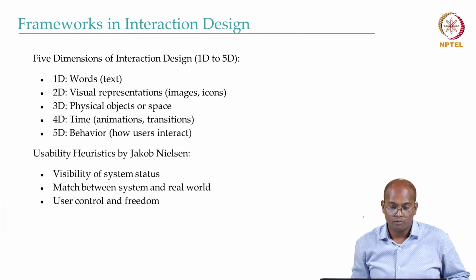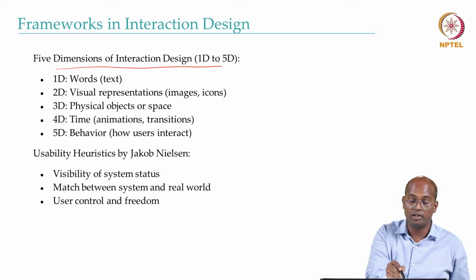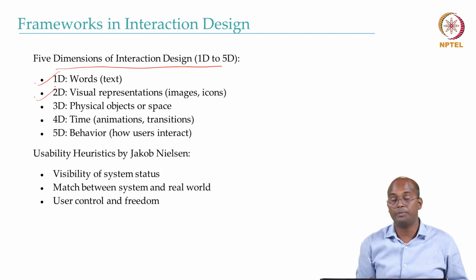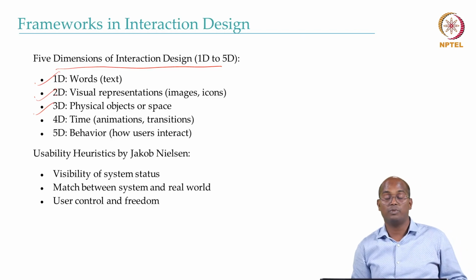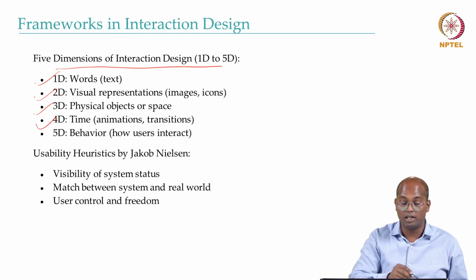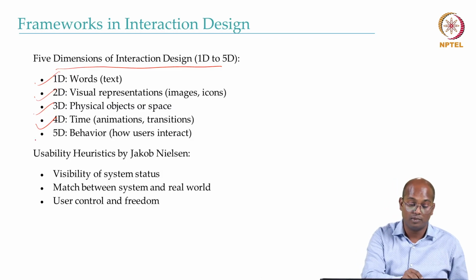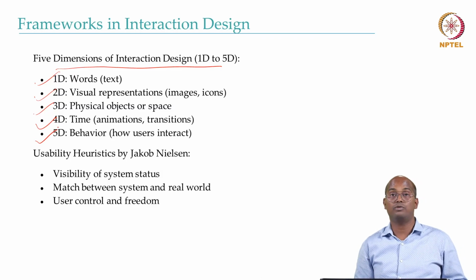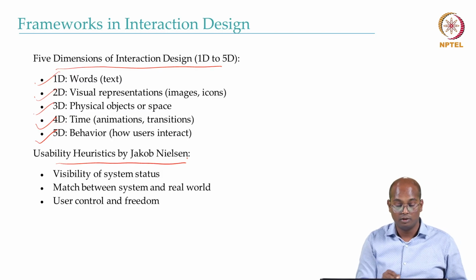So there are frameworks in interaction design, five dimensions of interaction design, you can say 1D to 5D. 1D is simply words, 2D is visual representation, that is images and icons, 3D is physical objects and the spaces that you have, 4D is animation and transition that include time, and 5D is behavior, how users interact.